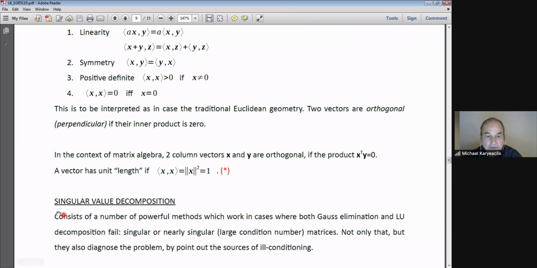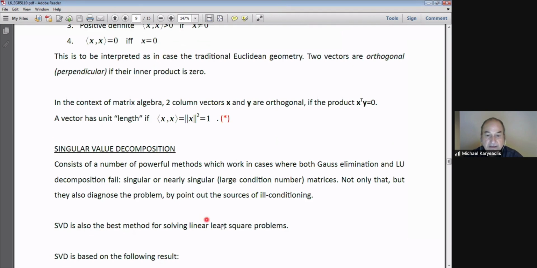The other nice thing about singular value decomposition is that it tells you where the problem is with the matrix. It tells you where the ill conditioning is. It points out the rows and columns where you have a problem. And so it helps to troubleshoot problems, or it isolates it and then it tells you how to go about it. So it's a very nice and powerful method.